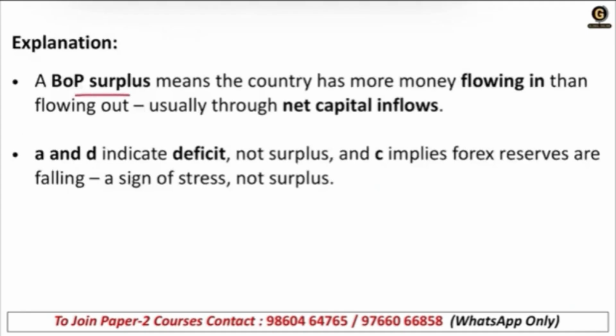BOP surplus means the country has more money flowing in than flowing out, usually through net capital inflows, right? A and D indicate deficit, not surplus, and C implies forex reserves are falling, all right? A sign of stress, not exactly defining the surplus.